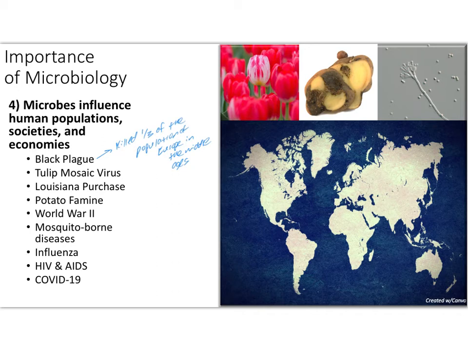We've got one that is slightly less bleak, but a little bit more interesting, at least in my opinion. It's called the Tulip Mosaic virus. The Tulip Mosaic virus is a virus that infects tulip plants and causes this striping pattern that you see here. Most of the time, tulips are just a solid color, either solid red, solid yellow, solid whatever. But when they get infected with this virus, they get this striping pattern.